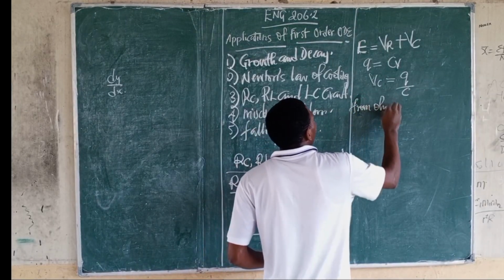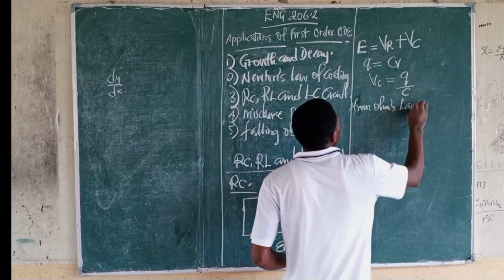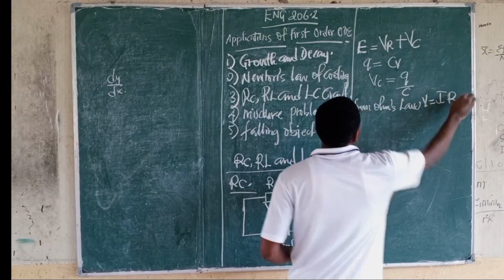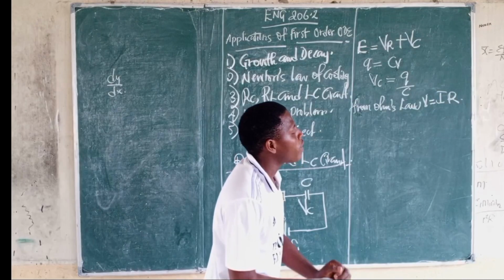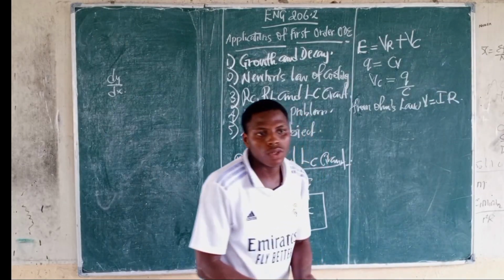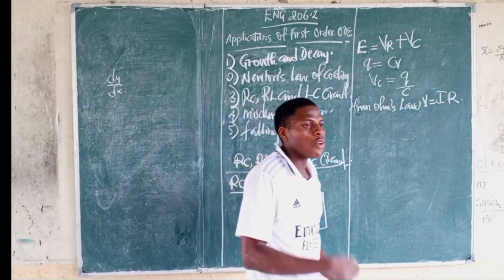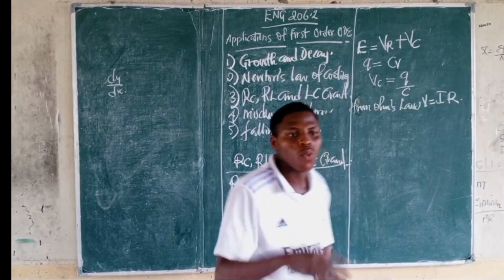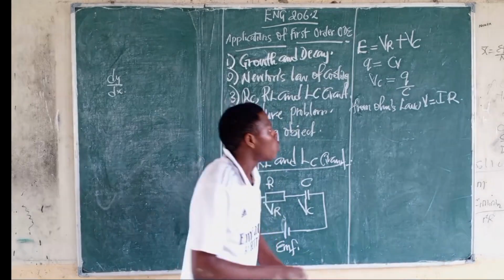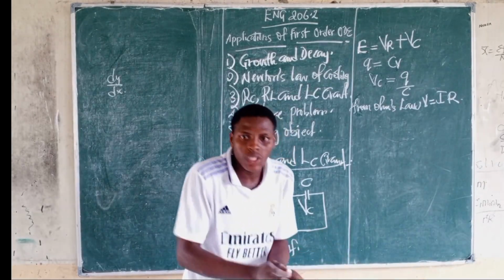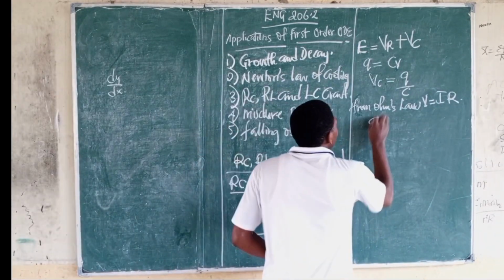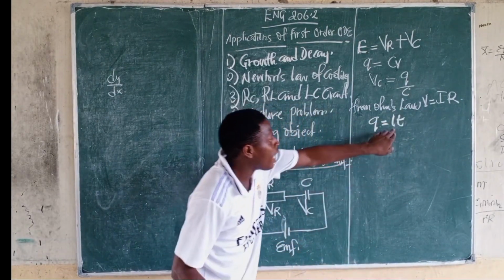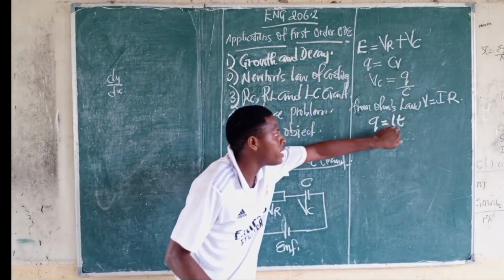From Ohm's law, V is equal to IR. When calculating for a resistor, we talk about quantity of charge. But for a resistor, when we are talking about the quantity of charge, we are talking about quantity of charge with respect to time. So to calculate quantity of charge with respect to time, Q is equal to IT, where I is our current, and T is time.